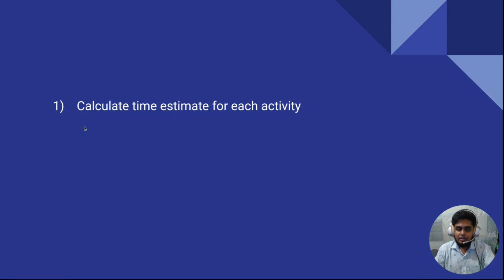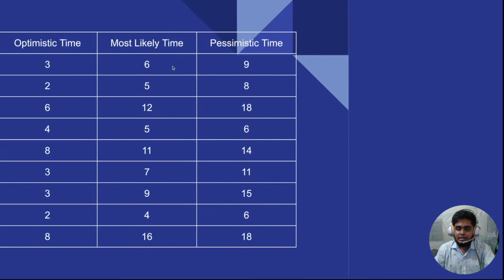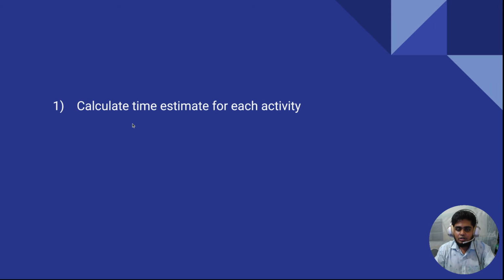What is the question here for this PERT analysis problem? The first question is: calculate the time estimate for each activity. So I have to calculate the time estimate for each activity. After that, it says identify the critical path. To calculate the time estimate for each activity, we have to use an equation. I will discuss it later.